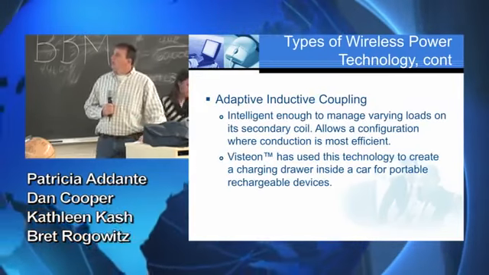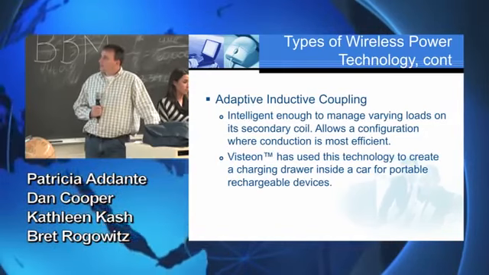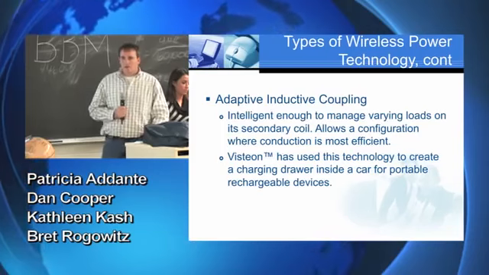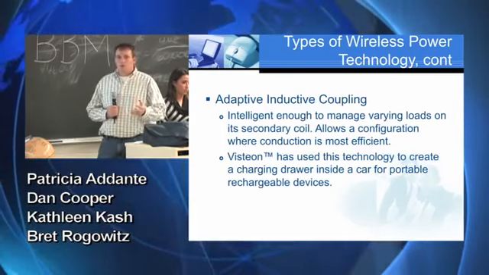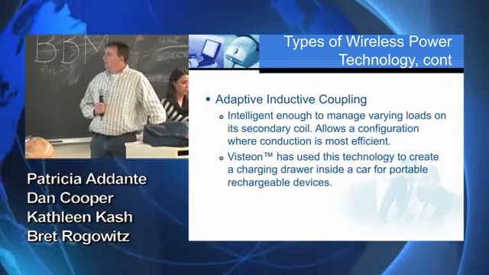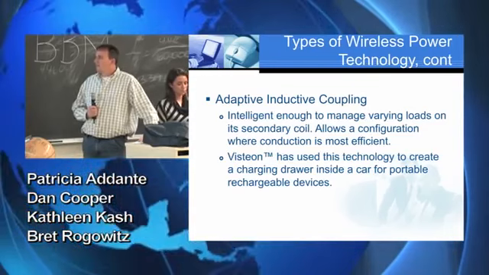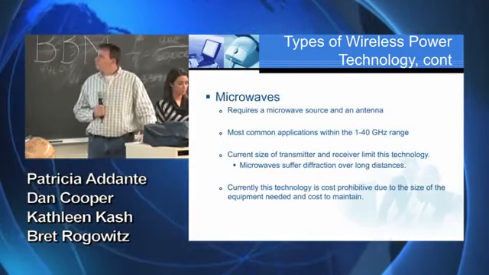So then we've got adaptive inductive coupling. This technology is intelligent enough to manage varying loads in the secondary coil, so it allows the configuration to change to where the conduction is most effective. A company by the name of Vistion uses this technology. They created a drawer inside of a car for recharging portable devices.